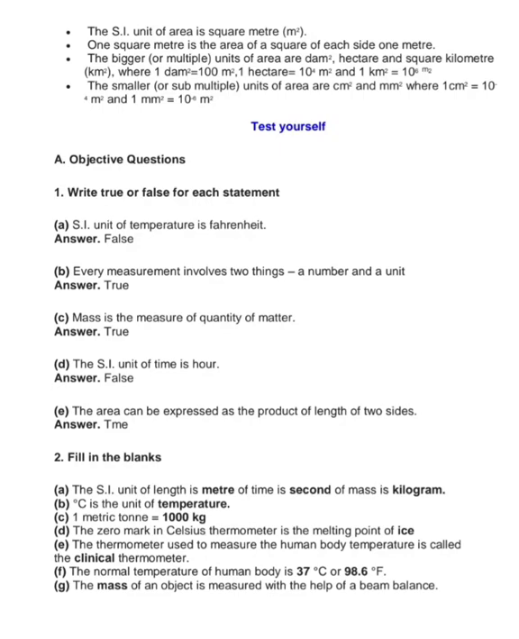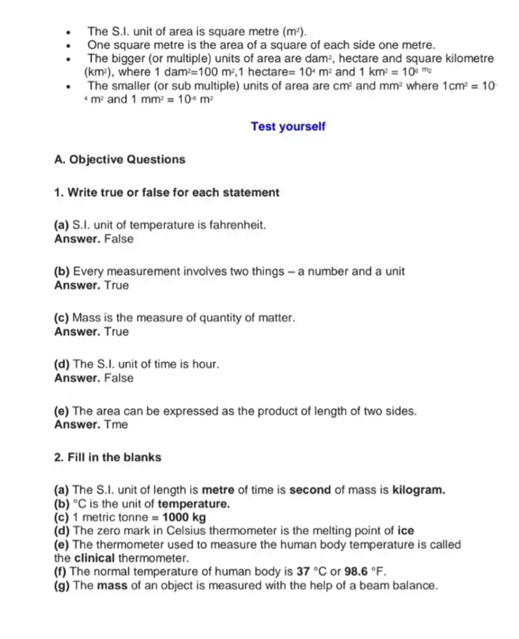square decameter is equal to 100 meters square, 1 hectare is equal to 10 to the power 4 meters square, and 1 kilometer square is equal to 10 to the power 6 meters square. The smaller or submultiple units of area are centimeter square and millimeter square, where 1 centimeter square is equal to 10 to the power minus 4 meter square and 1 millimeter square is equal to 10 to the power minus 6 meter square. Now here are the answers of the back exercise, which you have to understand and read.